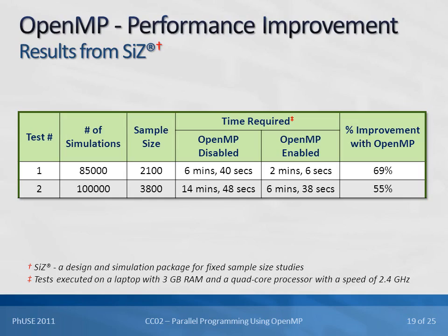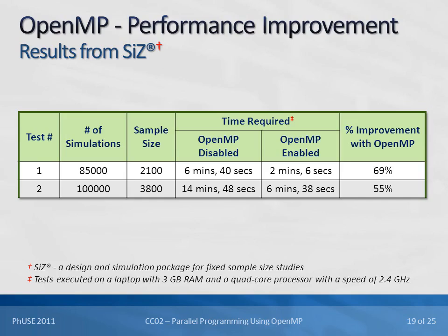In the other case, a clinical trial with the sample size 3,800, we performed 100,000 simulations, and again we got an improvement of about 55% when we used OpenMP. So this is quite a substantial improvement in performance, and this kind of improvement is real, and you can get it by using a technique like OpenMP.